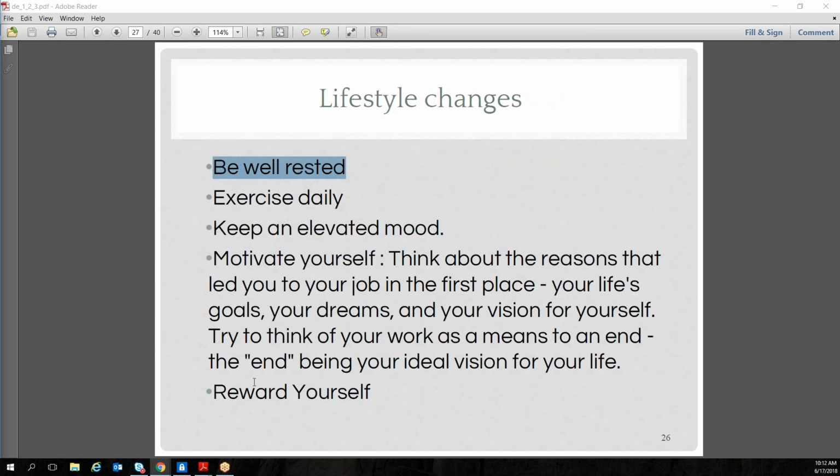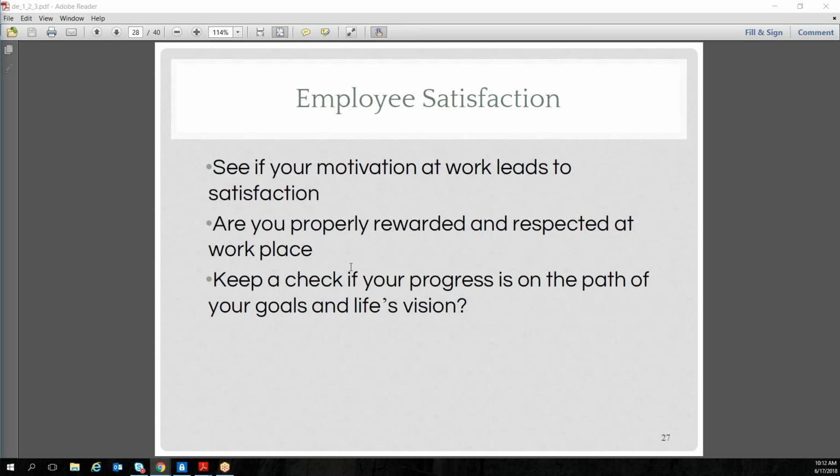So with reward, with motivation comes the satisfaction. When you are motivated, you tend to feel more satisfied because you have achieved those small milestones and you are rewarding yourself at regular intervals. So you should check at regular intervals whether your motivation at work leads to satisfaction. Now, can anyone answer me, can motivation lead to work satisfaction? How?